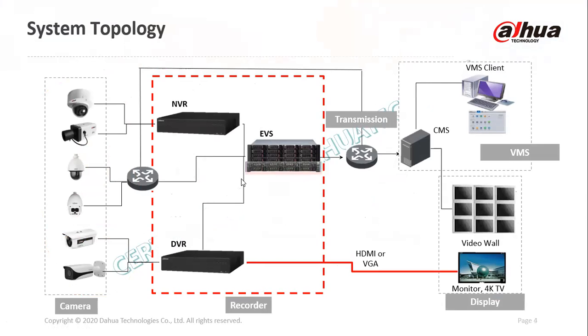Okay, so on the recorder side, you can see we have NVR, EVS, and the DVR. DVR is used for the analog cameras, and NVR is used for the IP cameras. And you can see this EVS is a large storage. These are usually plugged in with hard disks. Just an overview of this before we resume.